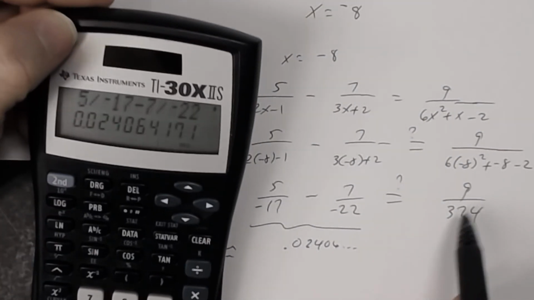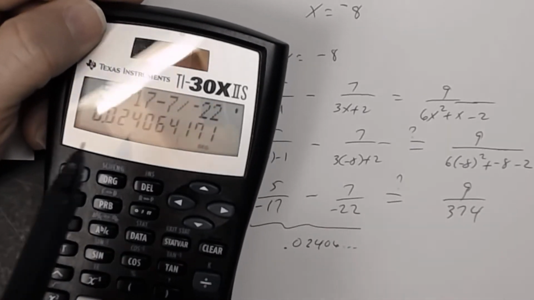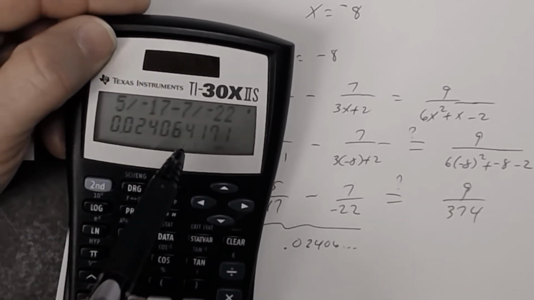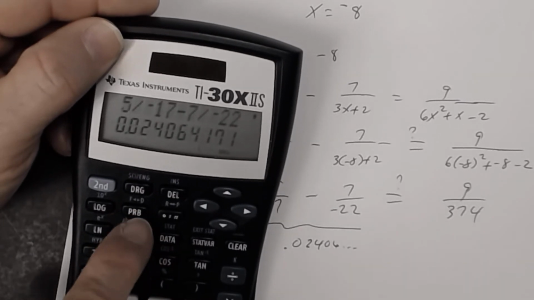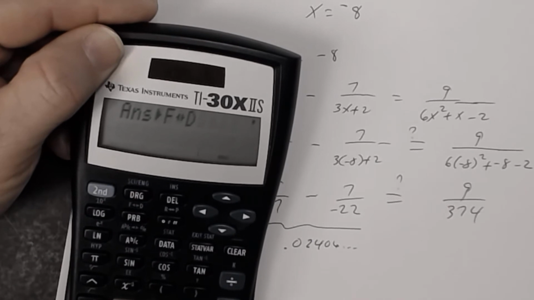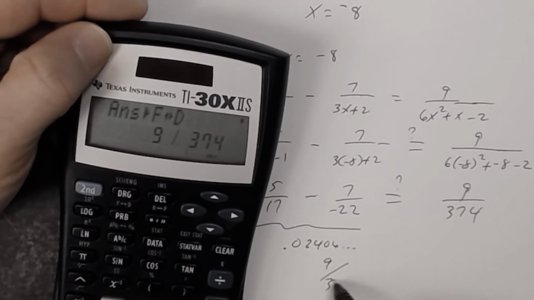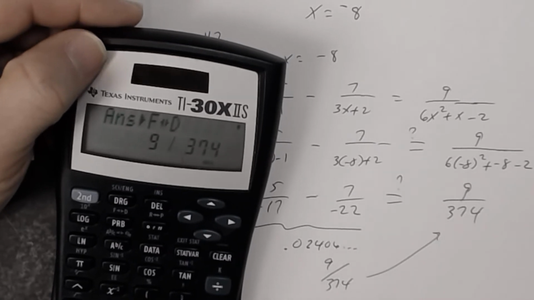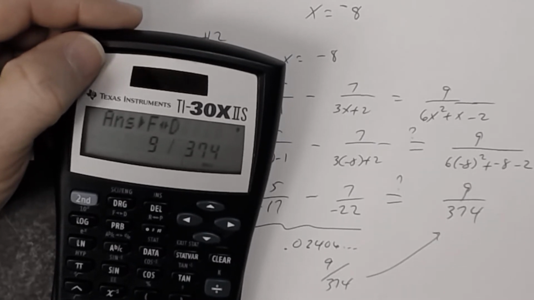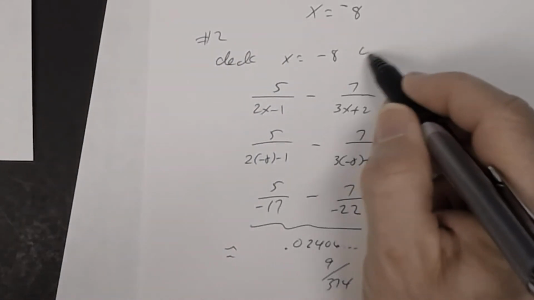Let's see what this is. Oh, and by the way, you didn't have to approximate this like this. You all know how to convert this back to a fraction, right? You just press second P or B, remember that? And then press equal, and then notice you get 9 over 374, which is what this is. So you really didn't have to approximate it to a decimal. You just get this. All right, so x equal negative 8 works, so that's a solution.